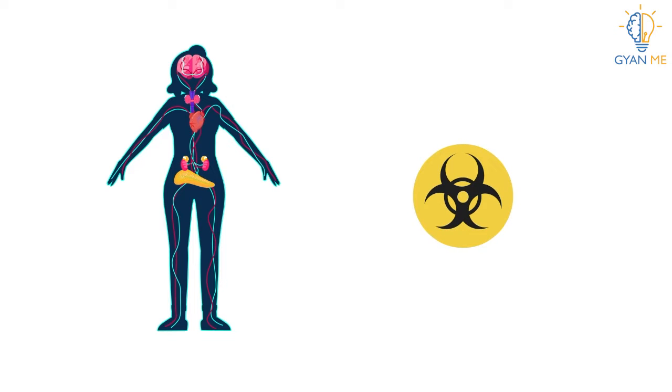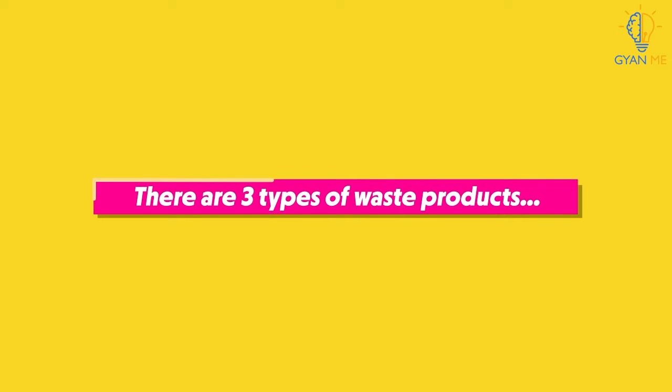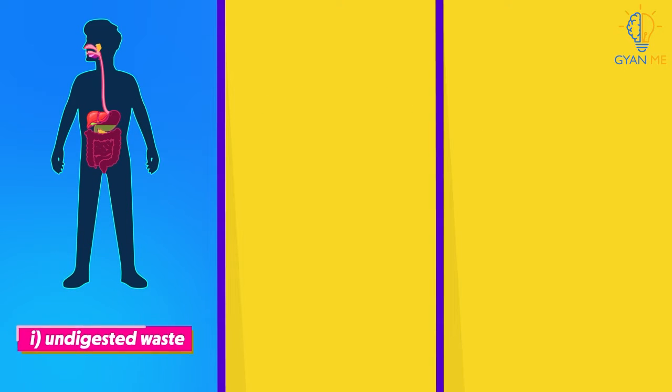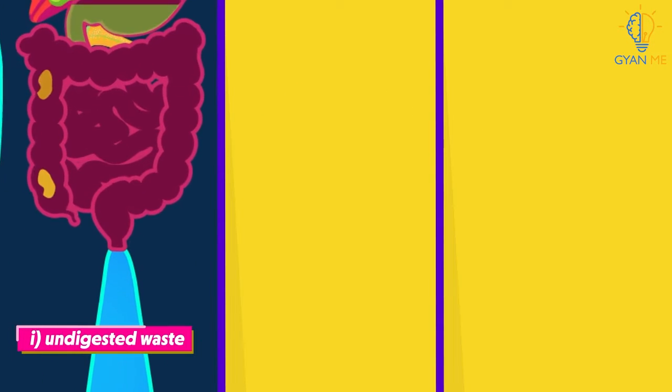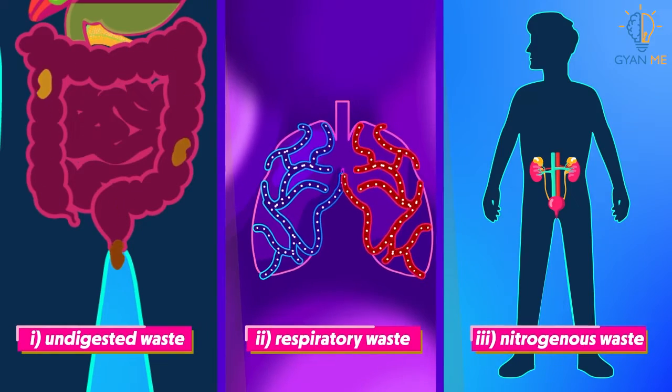So first, let us answer the first question. What are the different types of waste products that any living organism produces? Students, there are three types of waste products generated in our body. One is undigested waste, second is respiratory waste, and third is nitrogenous waste.